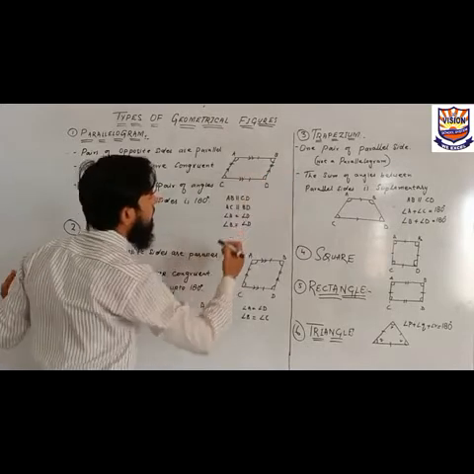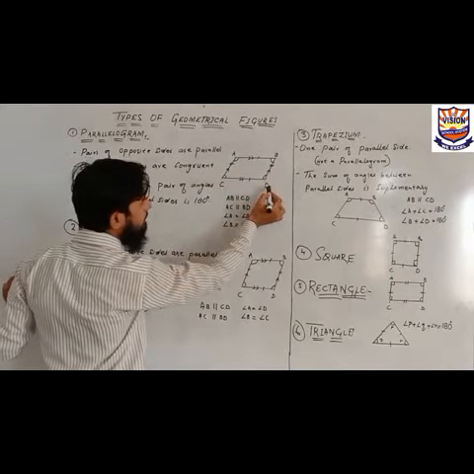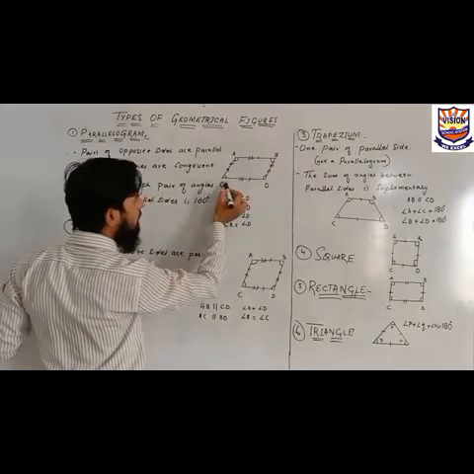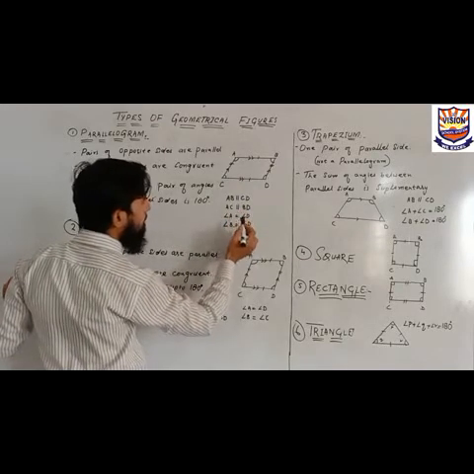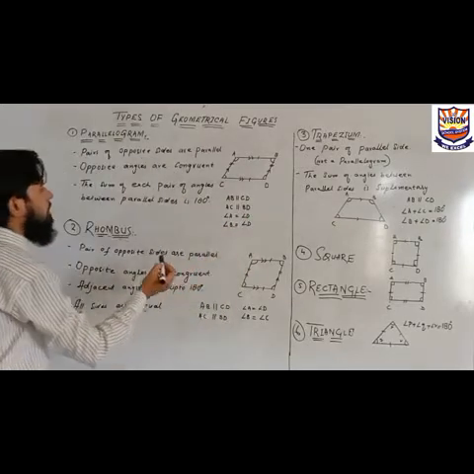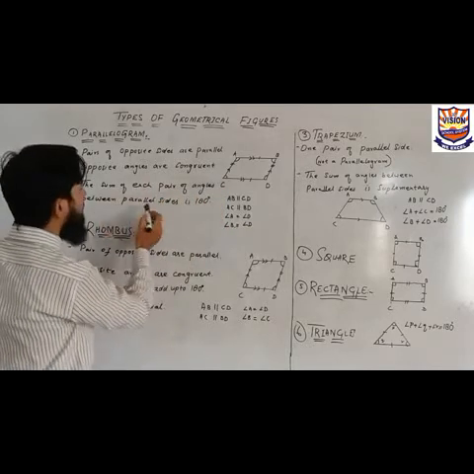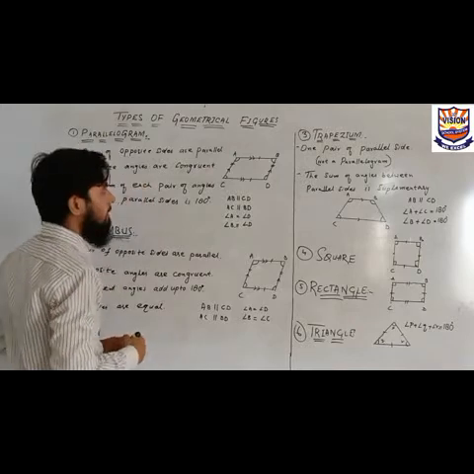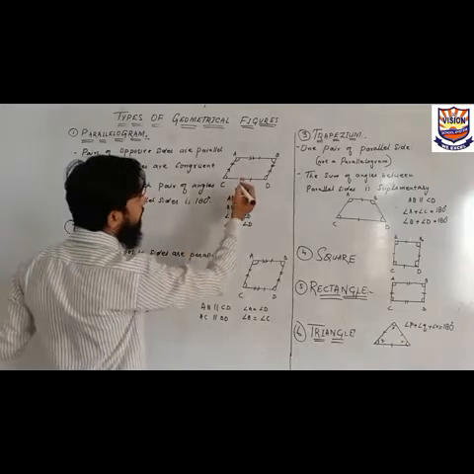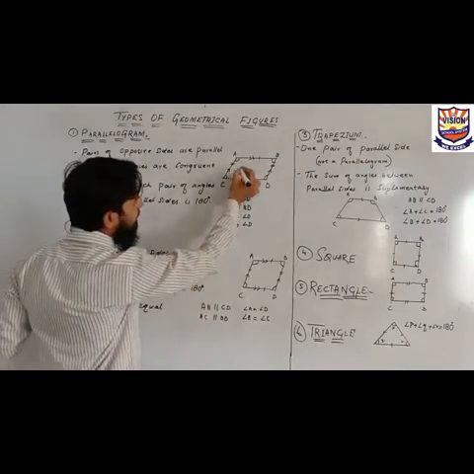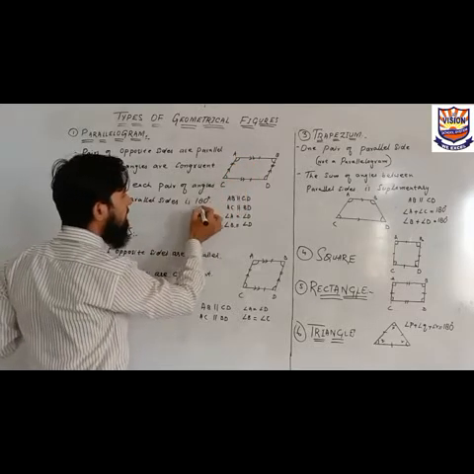Its opposite angles are congruent. Angle A is congruent to angle D. Angle B is equal to angle C. You can see angle A is equal to angle D and angle B is congruent to angle C. And the sum of each pair of angles between parallel sides is supplementary. Supplementary angles are those angles whose sum is equal to 180 degrees. So when you add up angle A and angle C, they will be equal to 180 degrees.